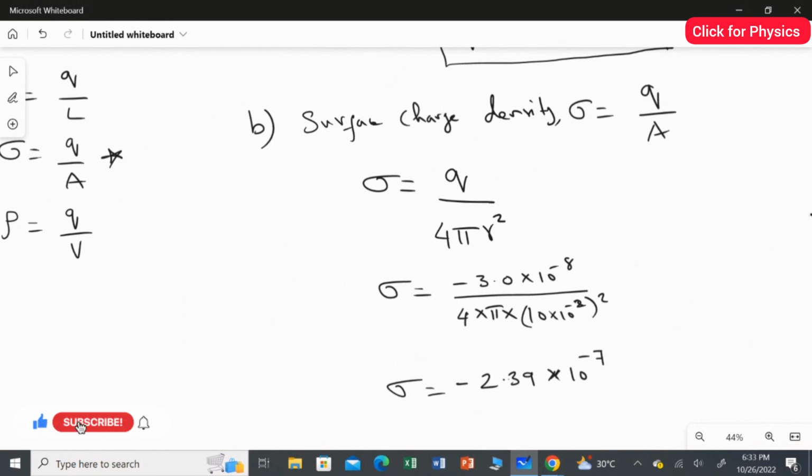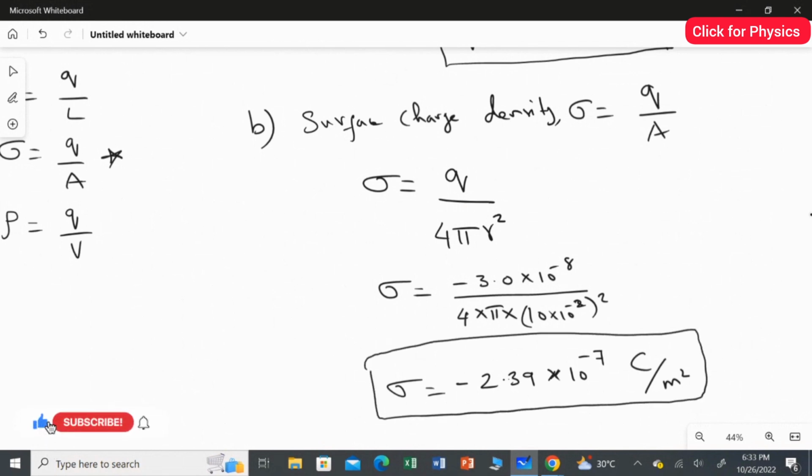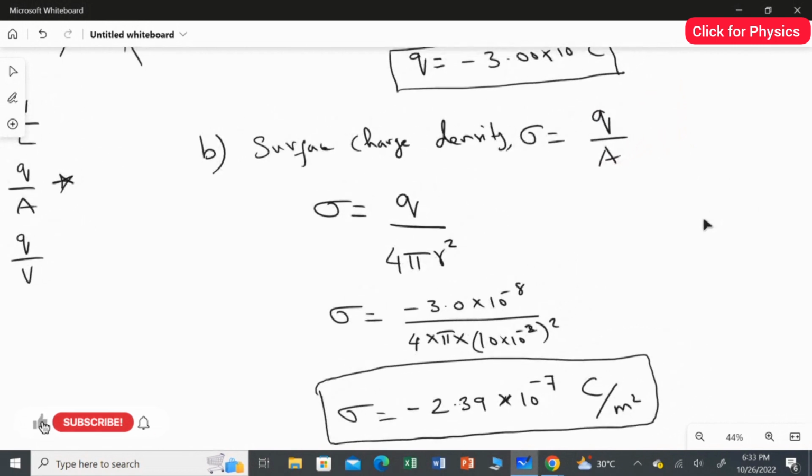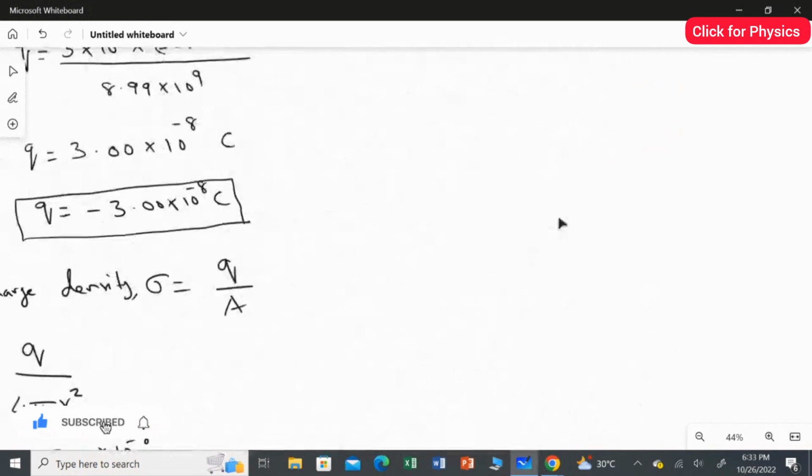What's the unit? Charge over area. The unit for the charge is coulomb and the unit for the area is meter square. Am I right? So coulomb per meter square is the unit for surface charge density. Understand? So this is the procedure for getting the answer for the second part. But you should memorize the formula for the surface area of the sphere. Clear? The surface area of the sphere is 4 pi r square. It's very, very important. This formula will not be given. You have to remember this formula. Understand? Okay.